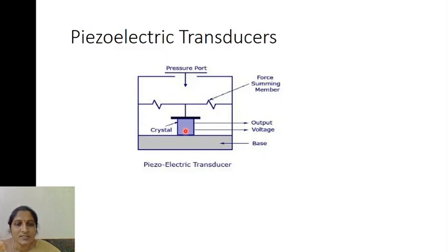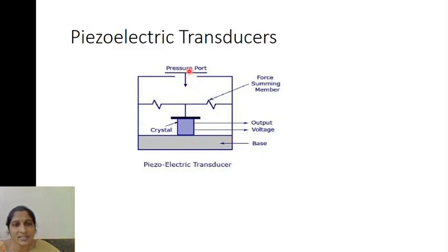crystal. Whenever you apply pressure on this pressure port, the pressure is applied on the crystal. This Rochelle salt crystal converts this pressure into electrical output, which we can get across the output voltage terminals. And this is the base, which is fixed.